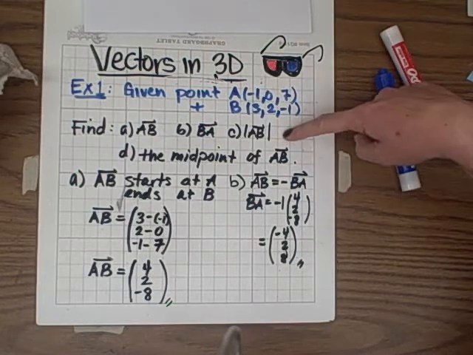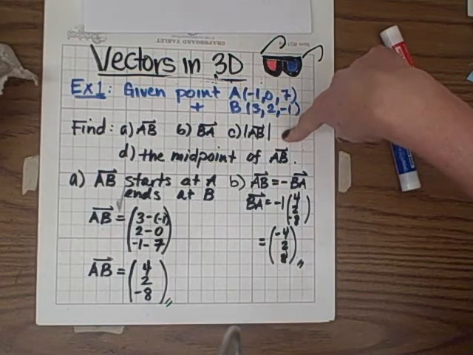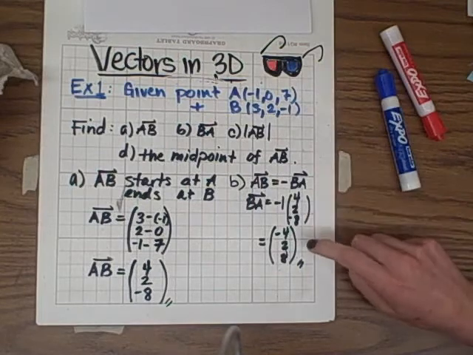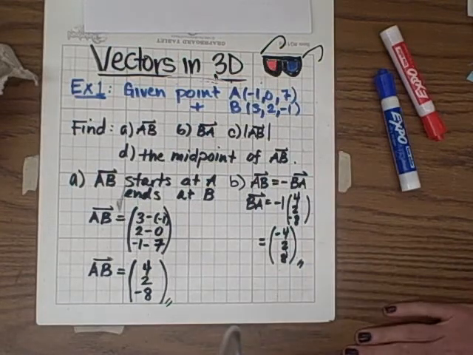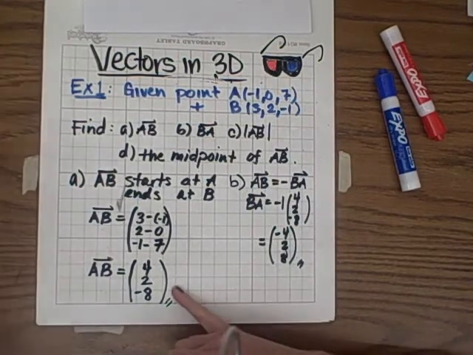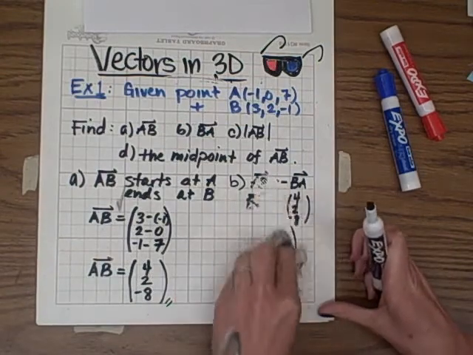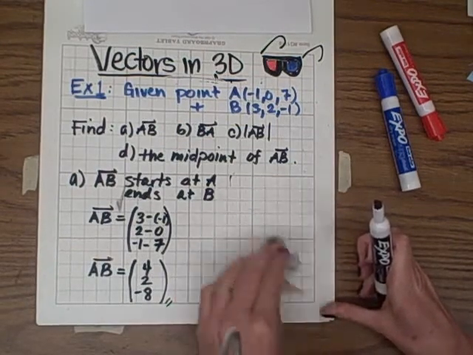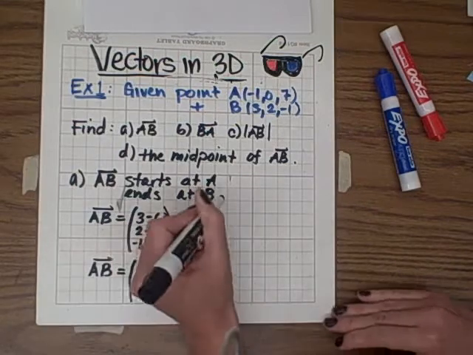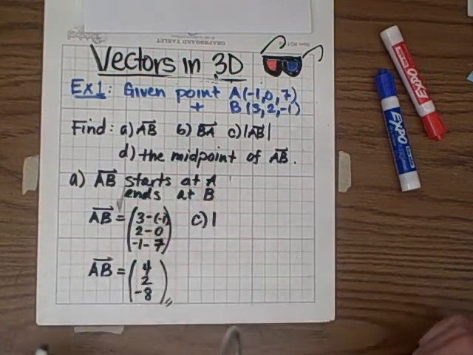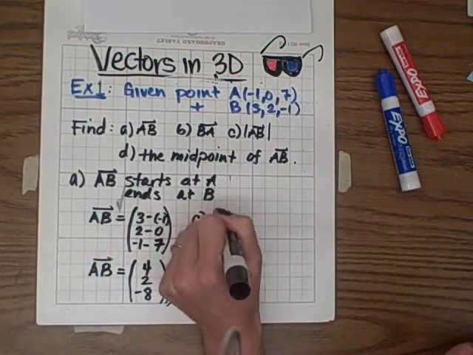For part C, I want to find the magnitude of vector AB, and that's going to be equal to the magnitude of vector BA because they're both the same length. I'm just going to use vector AB right here to find the magnitude. To find the magnitude, I want to use the distance formula, which is going to give me the distance between points A and B.